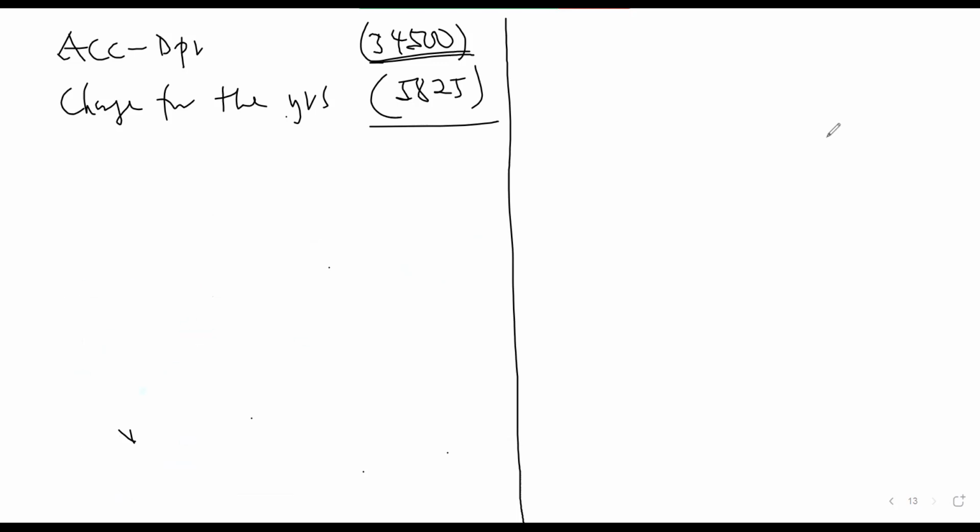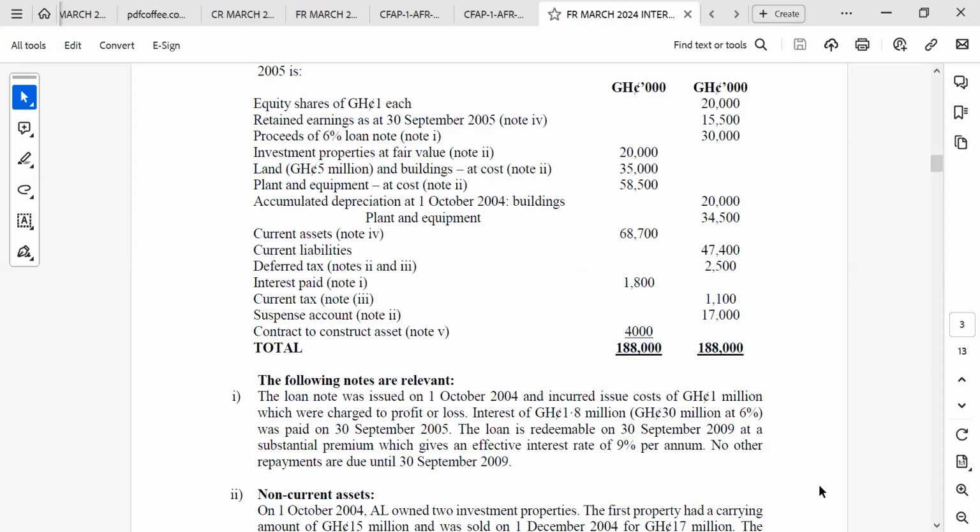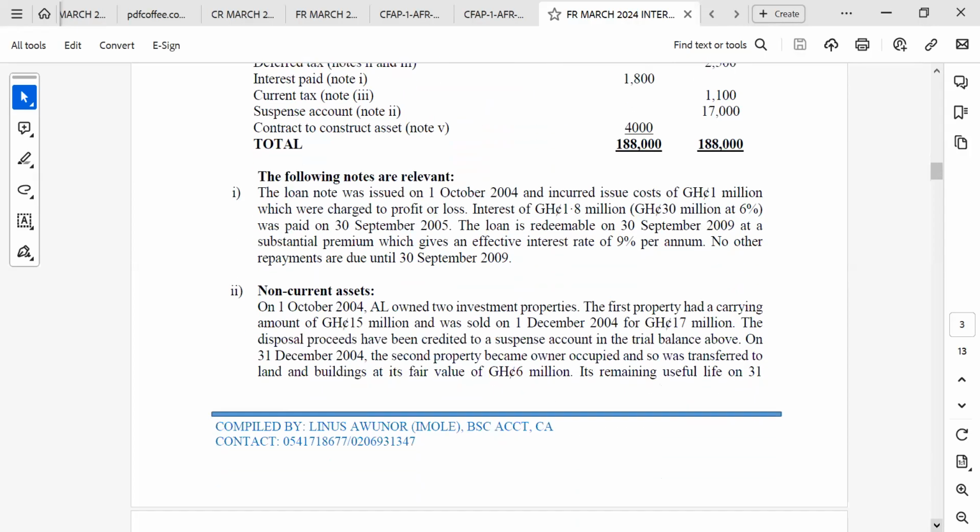What is the balance that you are getting at the end? 71,175. So that will be the PP. Send it to your statement of financial position, straightforward. So you can say workings 5, 71,175. Let's now move on to another issue. So the deferred tax, we have taken care of the deferred tax. The revaluation surplus has also been taken care of.